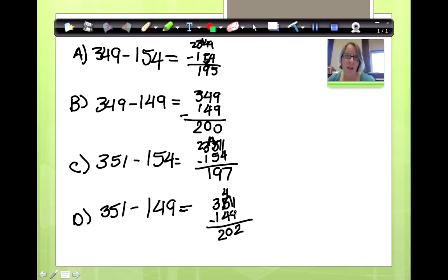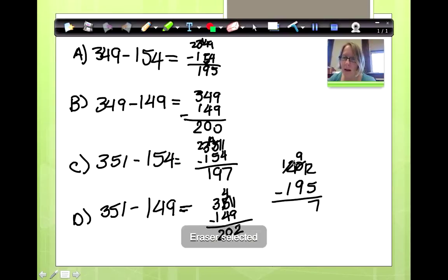What is the difference between them? What is 202 take away 195? How many numbers on the number line are they apart from the lowest number to the highest number? Well, let's just see. I have to regroup clear over here. Now I have 12 take away 5, which is 7. 9 take away 9 is 0. 100 take away 100 is 0, too. So they're only 7 numbers apart. That is not very many. Now, let me clean this part up because we're going to need this space.